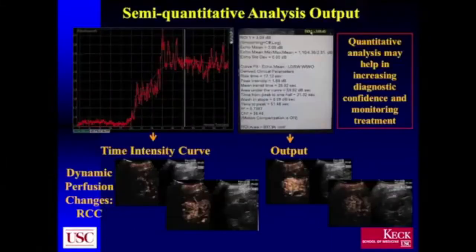One of the other interesting things that we're not really going to get into particularly, but is possible with contrast ultrasound, is semi-quantitative analysis. So you can actually construct enhancement curves, and in some cases, this may be of value where the visual diagnostics are in question.